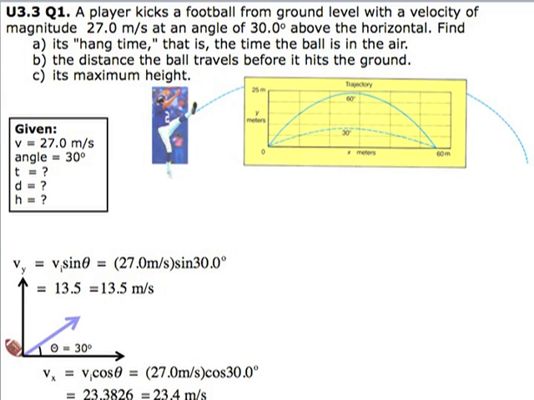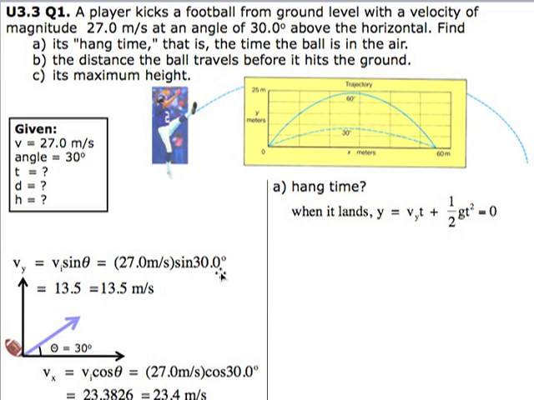And in the x direction, we use the cosine, so we use 27 meters per second times the cosine of 30 degrees. If you plug that into your calculator, it's quite a long number, but because we have 3 significant figures, the 2, the 7, and the 0, our answer has 3 significant figures: 23.4 meters per second. And so the first question asks for the hang time.